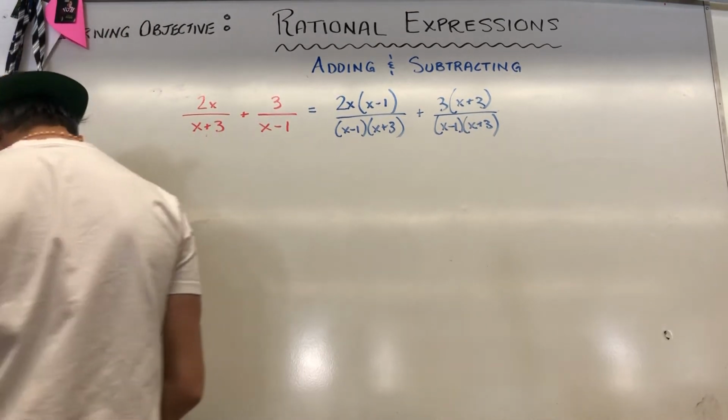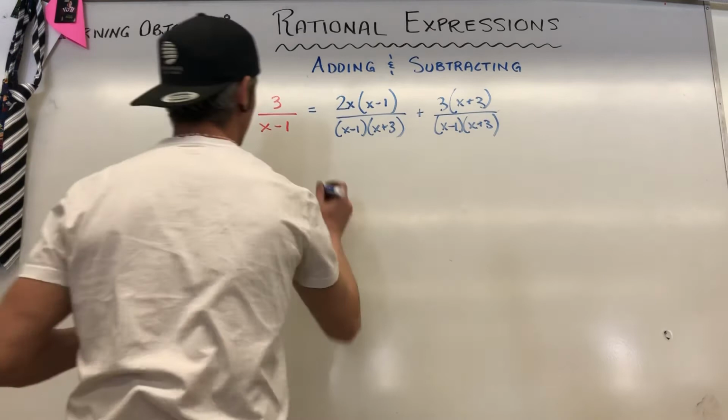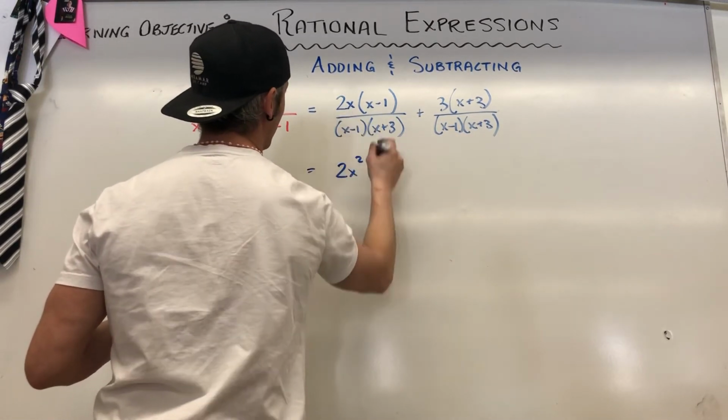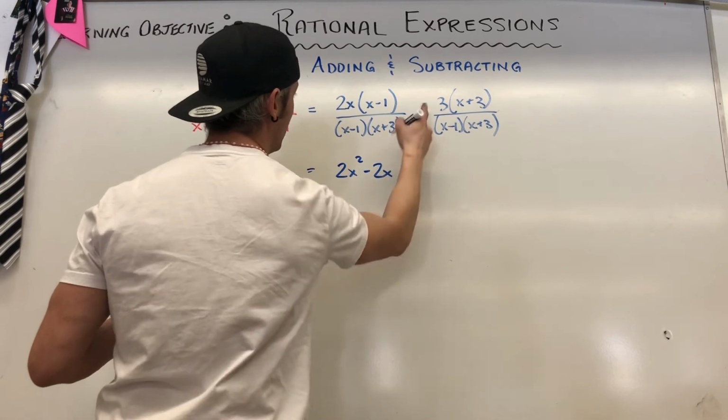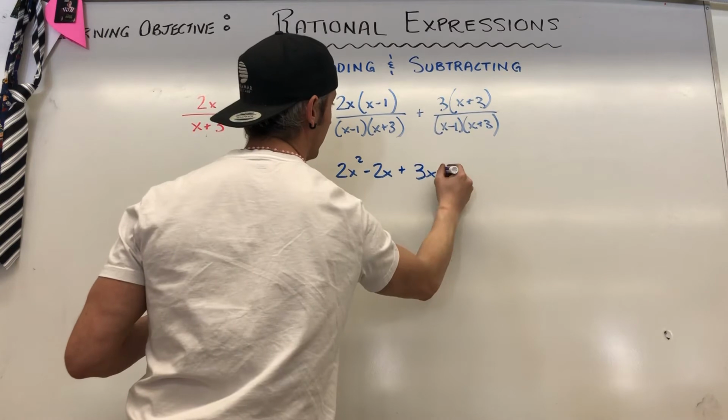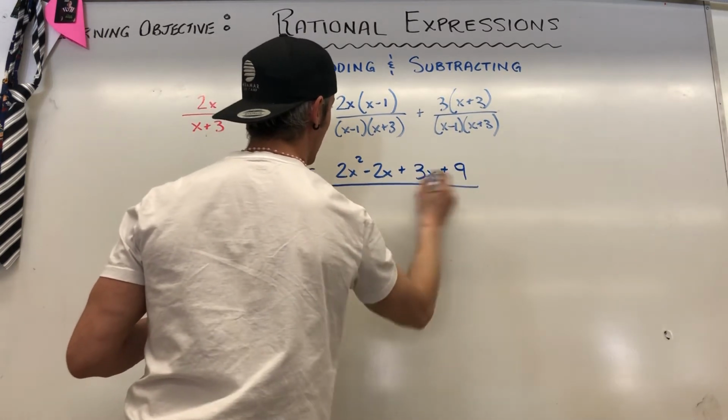And now I'm going to expand this. So that becomes 2x squared minus 2x plus 3x plus 9. And that's going to be all over my common denominator.